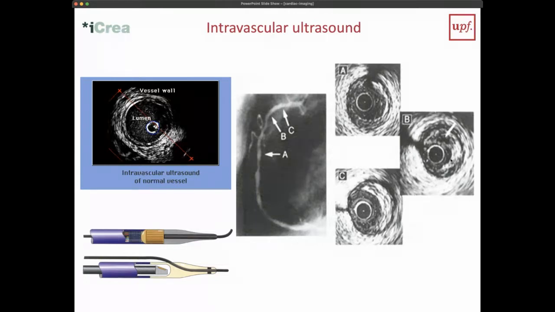In this one, you see this is the open lumen, but here you see that the vessel is much bigger and that there's a lot of plaque accumulated. And you see that some of it attenuates a lot, some attenuates less. So you can try to look at fibrous versus fatty types of plaques. While this provides a lot of information, it has two big disadvantages.